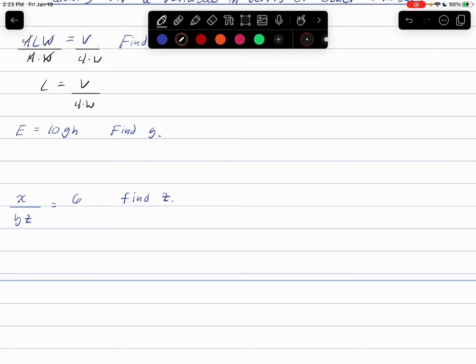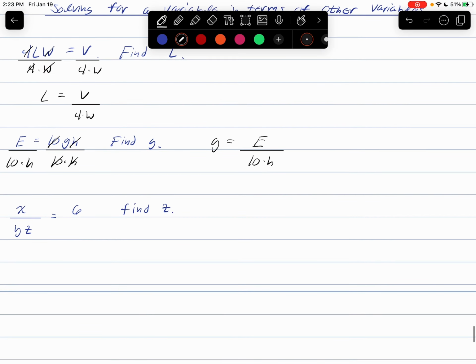Okay, very similar here. We have E is equal to 10 times G times H. Okay, and our goal here is to find G. So we want to isolate G all by itself. So in this case, we're going to divide this side by 10 times H. And then we also have to divide this side by 10 times H. So when we do that, this 10 is going to cancel and this H is going to cancel. And so we're going to be left with G is equal to E divided by 10 times H. And that would be your final answer here.